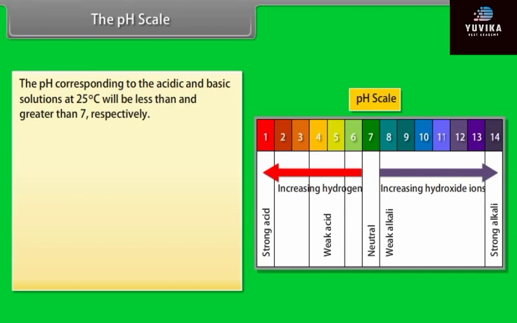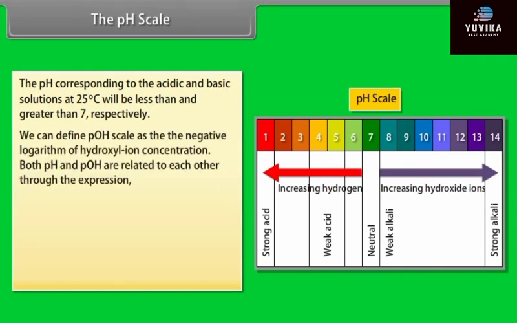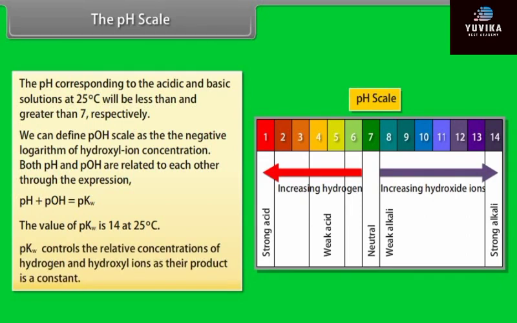7 respectively. We can define the pOH scale as the negative logarithm of hydroxyl ion concentration. Both pH and pOH are related to each other through the expression pH plus pOH is equal to pKw. The value of pKw is 14 at 25 degrees Celsius. pKw controls the relative concentrations of hydrogen and hydroxyl ions as their product is a constant.